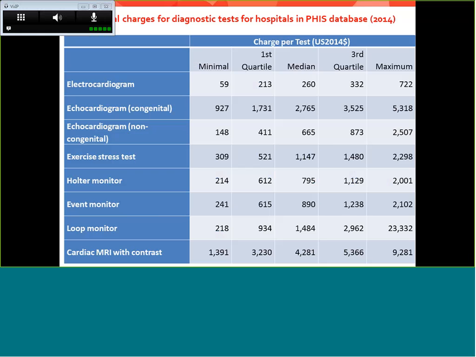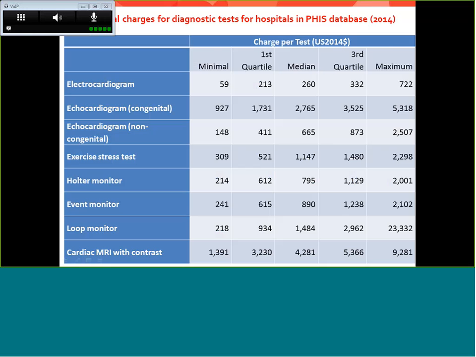The Pediatric Health Information System database is an administrative database across 43 not-for-profit pediatric organizations. It provides you with charge data on different testing that one might do. As you can see, we had the median, first, third quartile, minimal, and maximal charges. And those were the tests that were performed in the benign group.